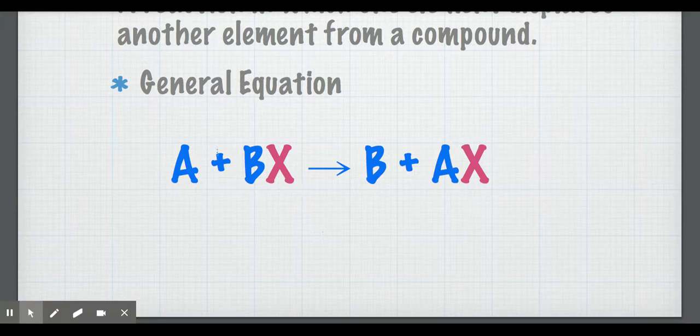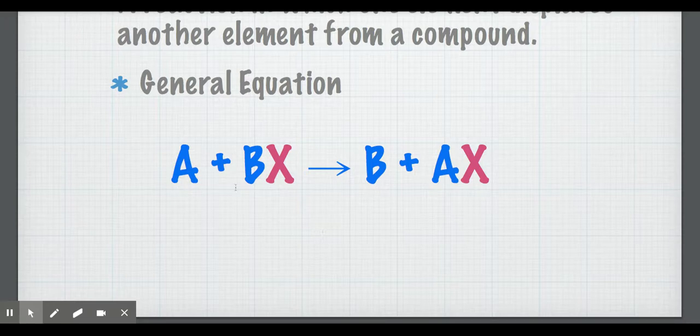So notice that I have plus signs on the left and on the right. You know you have a single displacement reaction when you have a compound and an element on the left, and when you have a compound and an element on the right. So we're going to see a compound and an element on both sides.